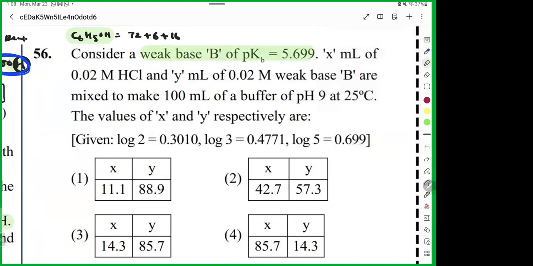Weak base, pKb is given. X ml of this HCl strong acid and Y ml of this weak base are mixed to make a 100 ml buffer at this pH. What is the value of X and Y? Log 2 value is given, log 3 value, log 5 value is given.